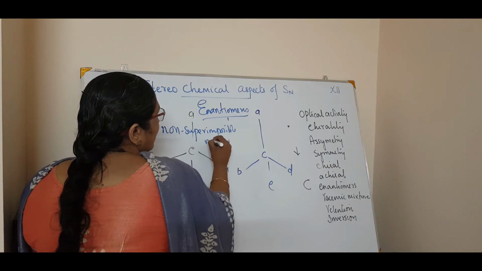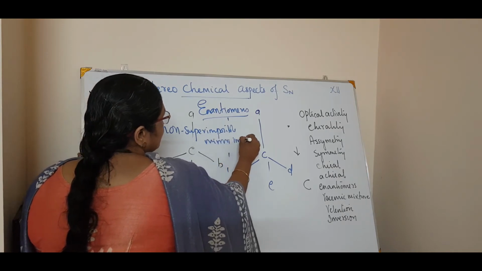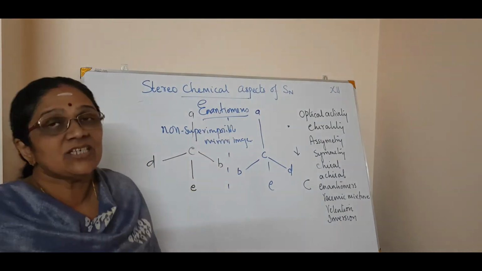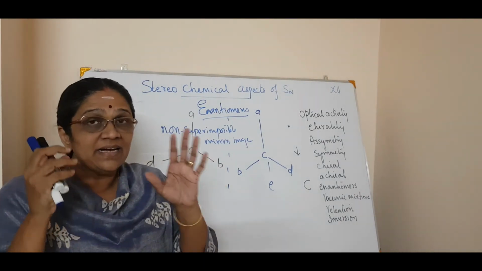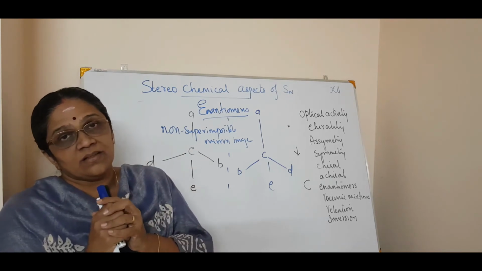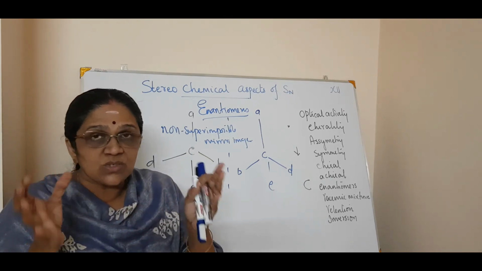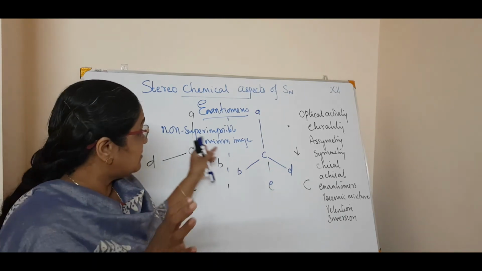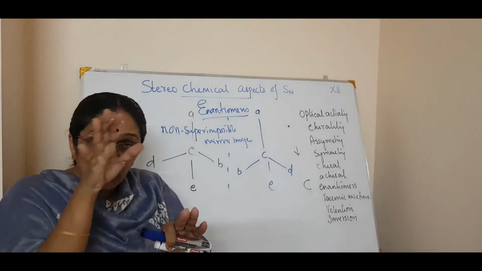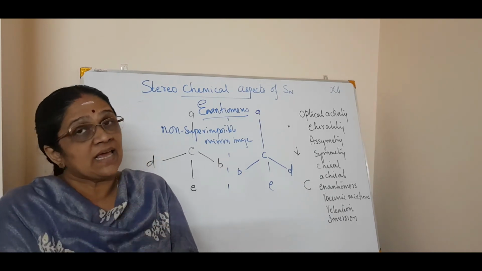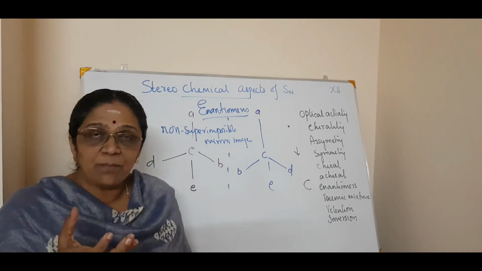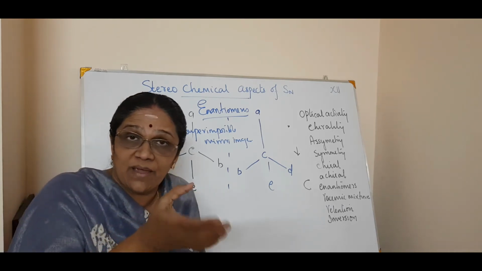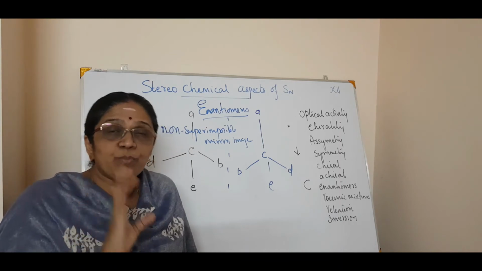Non-superimposable mirror images. See? This is called enantiomers. So you got the idea of what an enantiomer is: its mirror image. There are two stereoisomers, and they differ in what? The mirror images which are non-superimposable. If you put one on the other, it won't be the same. Such stereoisomers, which have non-superimposable mirror images, are called enantiomers.